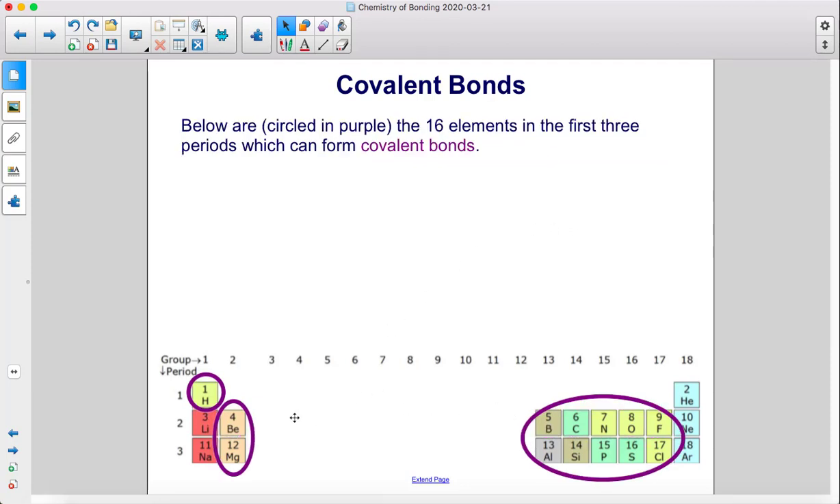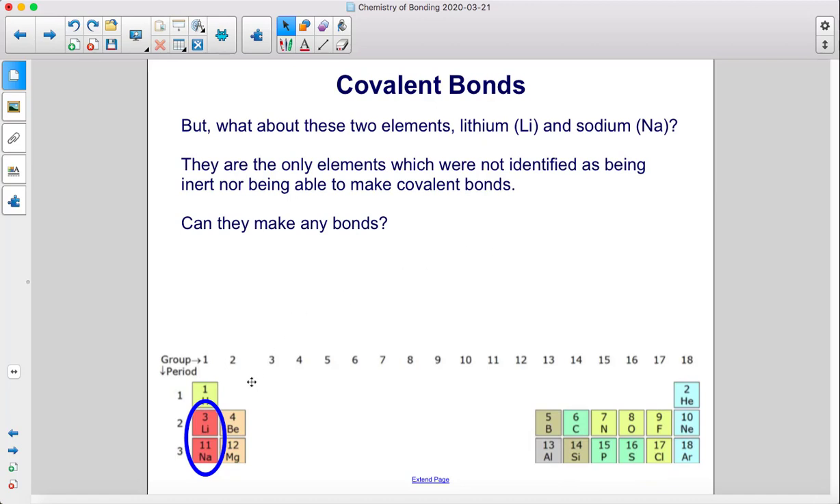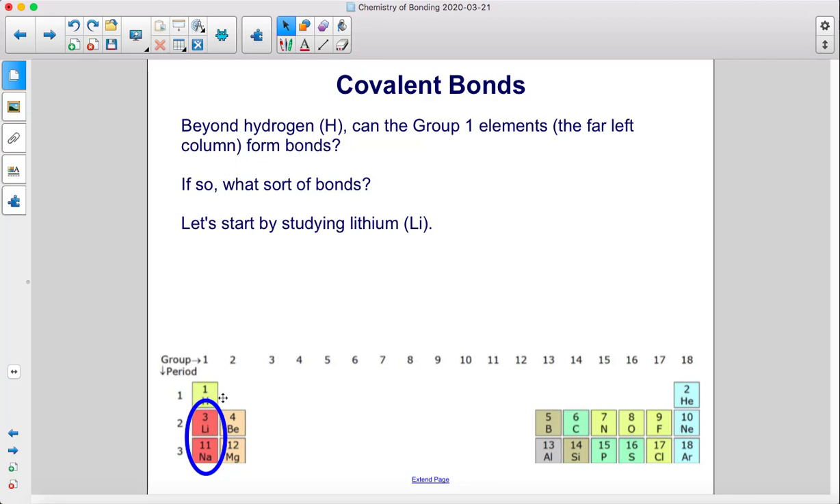Below, circled in purple, are the 16 elements in the first 3 periods which can form covalent bonds. But what about these two elements, lithium and sodium? They are the only elements which were not identified as being inert nor being able to make covalent bonds. Can they make any bonds? Beyond hydrogen, can the group 1 elements in the far left column form bonds? If so, what sort of bonds?